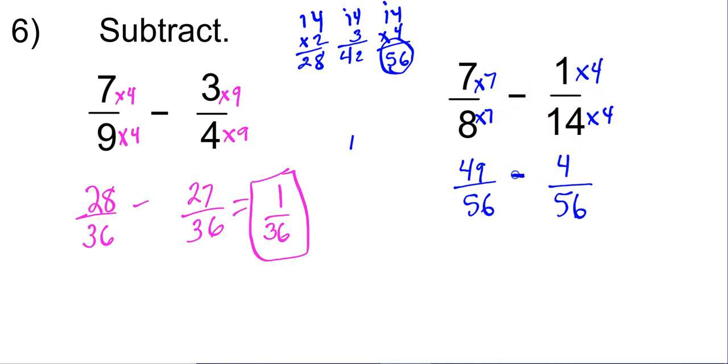And it is a subtraction question. All right. Okay, so 49 minus 4 is 45. Oops, let me grab my pen. 45, and that will be over 56. You cannot reduce 45/56. They do not have common divisors or common factors.